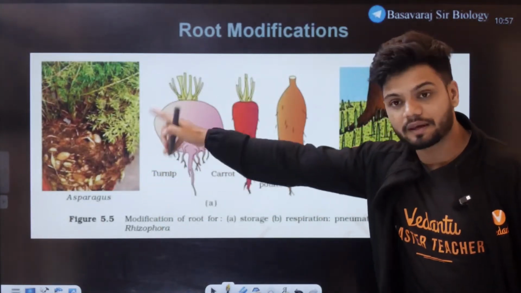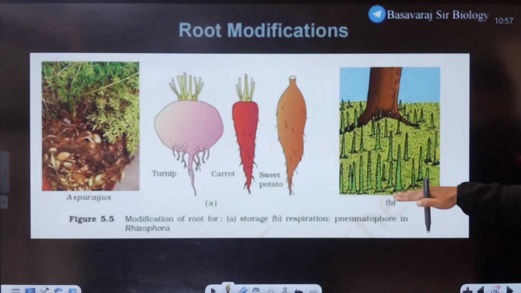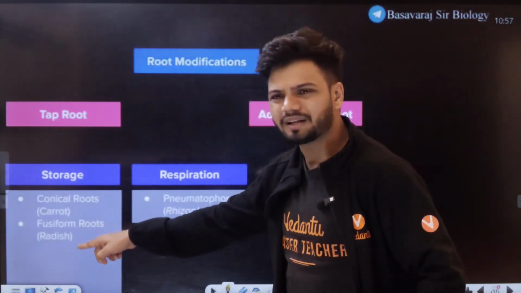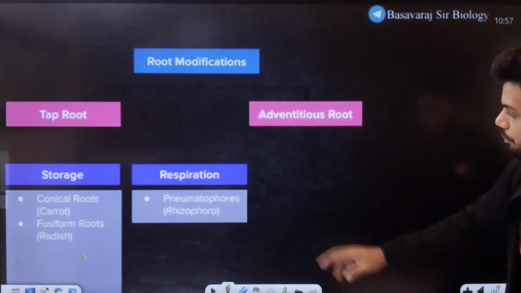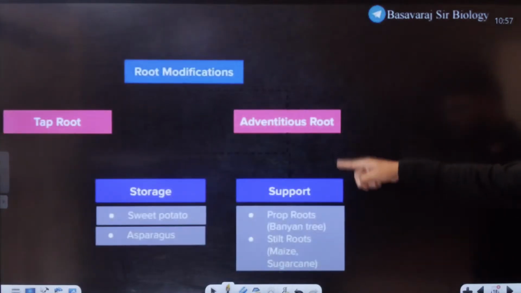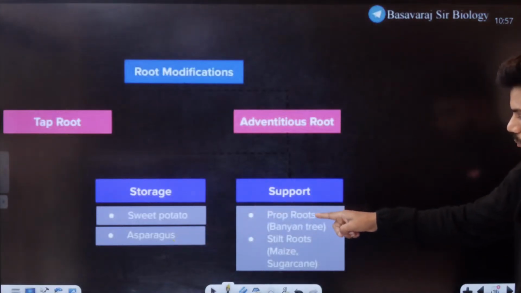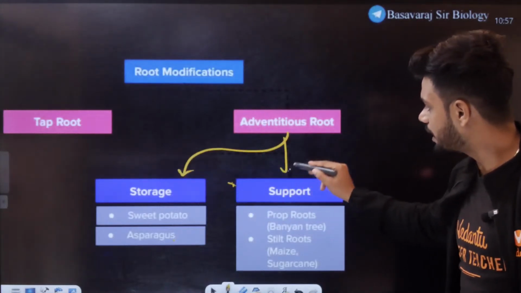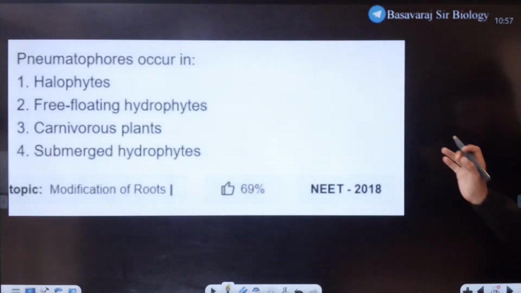See, asparagus is an example of storage type again. Carrot, turnip, sweet potato: storage. Pneumatophores: respiration. See here, with storage, carrot, radish or turnip are taproot, while here adventitious root, then we have respiration, pneumatophores. Both are types of taproot. In adventitious roots we have storage: sweet potato, asparagus. For support we have prop roots, stilt roots. Both of these are types of adventitious roots.